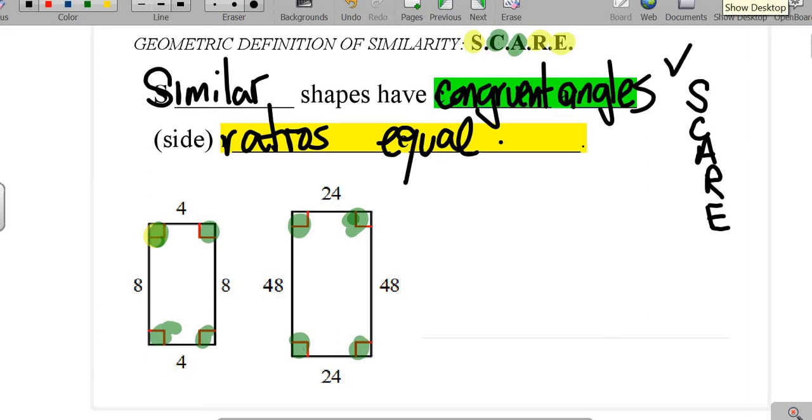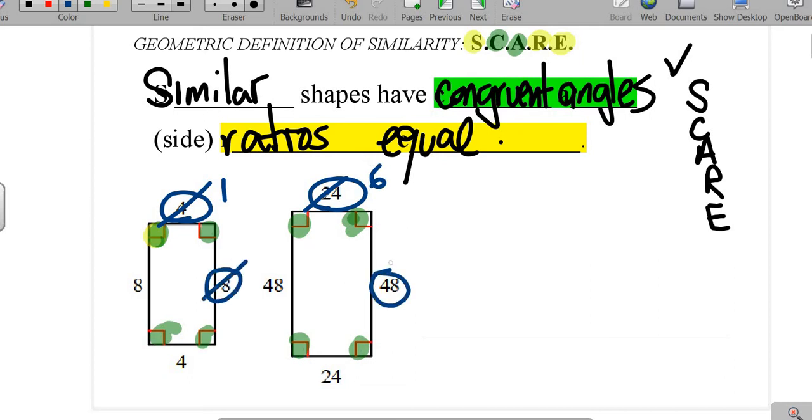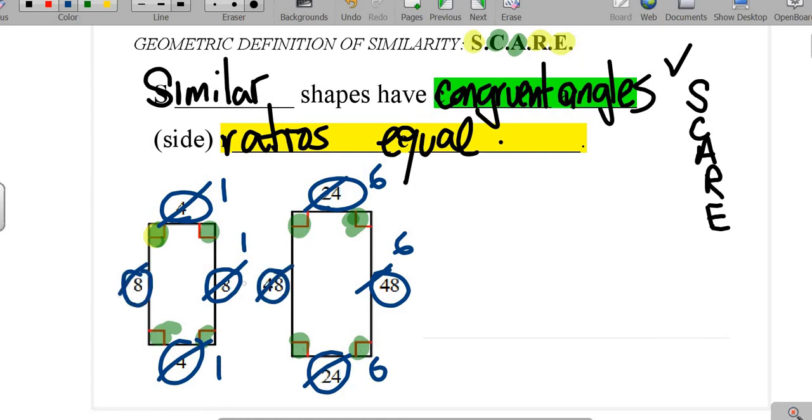Now let's check our ratios. 4 to 24. That is a 1 to 6 ratio. 8 to 48. That is a 1:6 ratio. And you go all the way around and you check, and you can see, although the side lengths are not the same, the ratio is equal all the way around. So we would call these shapes similar. Same shape, different size.